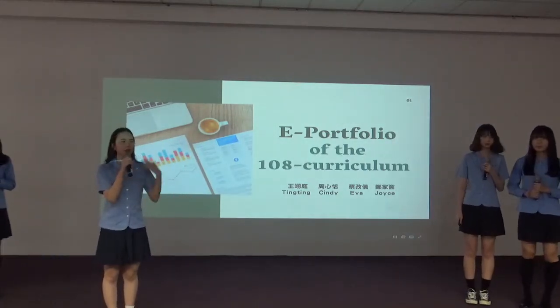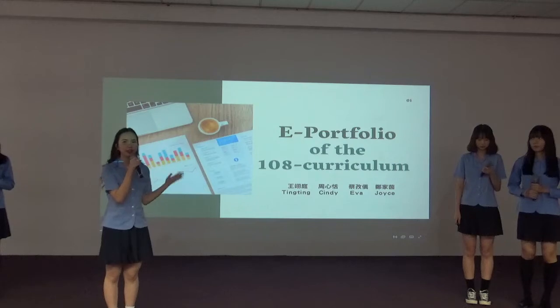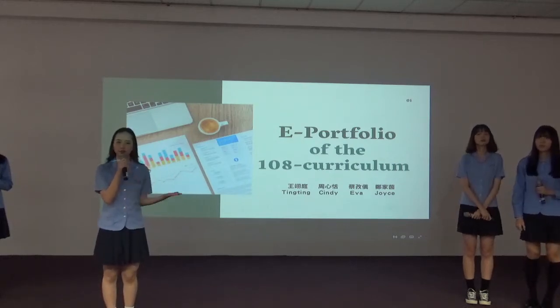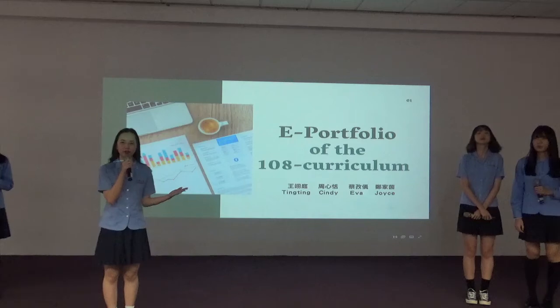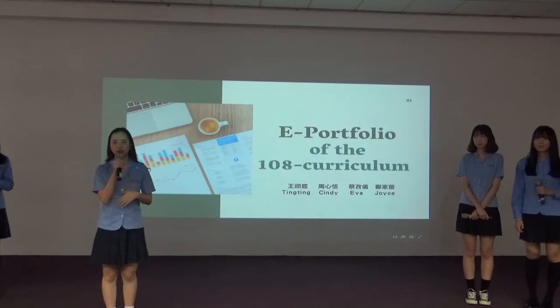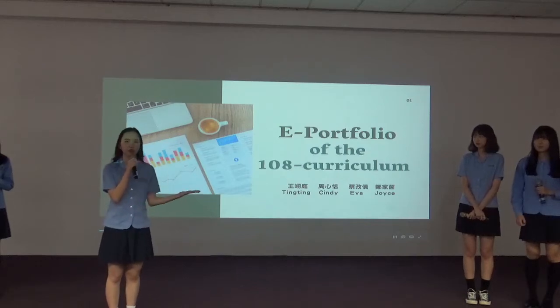My name is Eva, and these are my teammates, Ting, Joyce, and Cindy. In short, port means transport. Folio means documents and works. And E is the abbreviation of electronic. After a brief introduction, let us move on to the presentation.